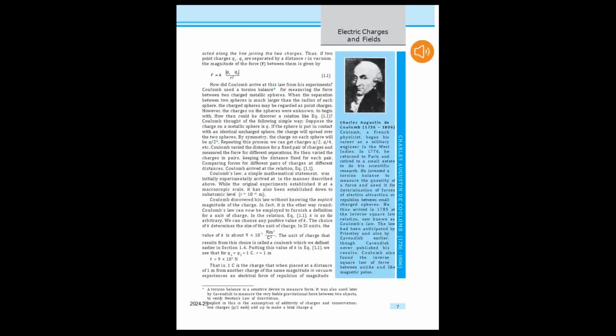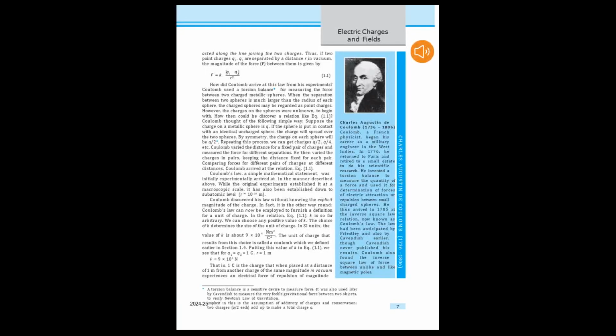Coulomb varied the distance for a fixed pair of charges and measured the force for different separations. He then varied the charges in pairs, keeping the distance fixed for each pair. Comparing forces for different pairs of charges at different distances, Coulomb arrived at the relation given in equation 1.1. Coulomb's law, a simple mathematical statement, was initially arrived at experimentally in the manner described above.